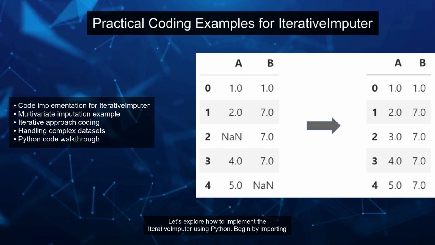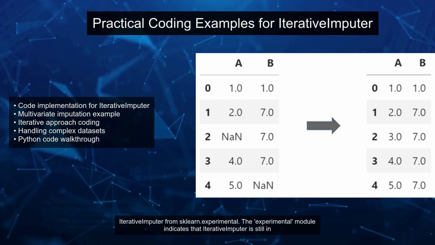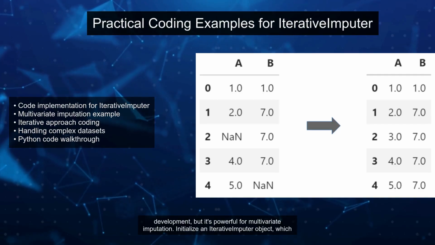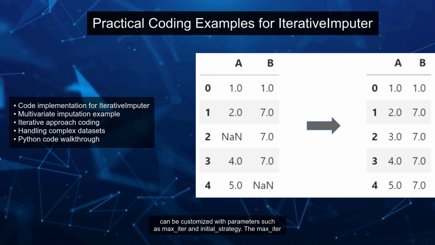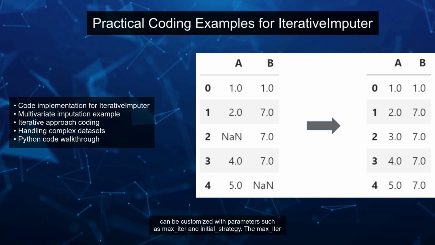Let's explore how to implement the IterativeImputer using Python. Begin by importing IterativeImputer from Scikit-learn.experimental. The experimental module indicates that IterativeImputer is still in development, but it's powerful for multivariate imputation. Initialize an IterativeImputer object, which can be customized with parameters such as max_iter and initial_strategy.